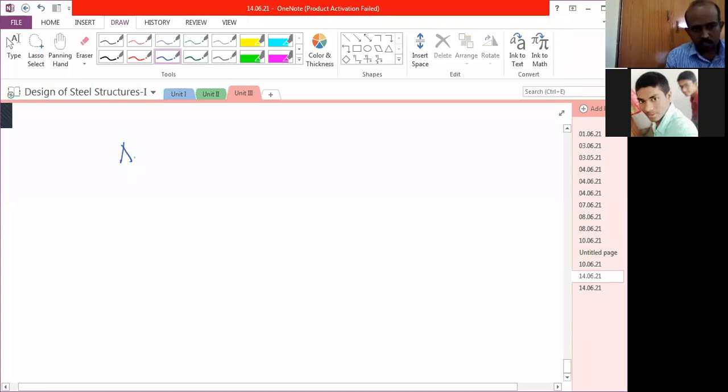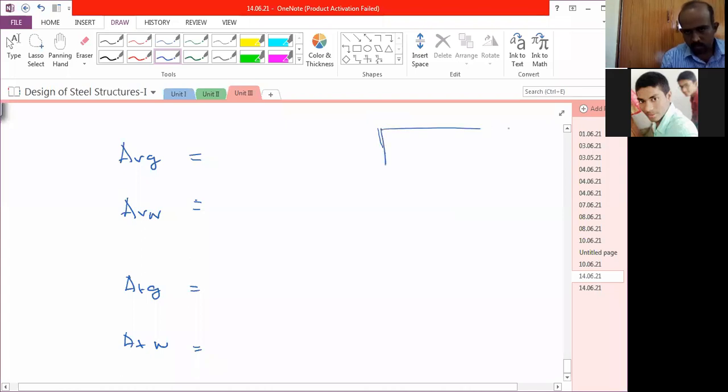AVG you have to calculate. First of all, AVN, gross area, net area along the load direction, ATG and ATN. This is critical in this aspect. Gross area and net area along the load direction, and gross area and net area perpendicular to the load direction. Okay, if you draw the diagram, it will look like this. So 1, 2, 3, 4, 5, right? Your block will be here. This is a block. So block shear may happen.